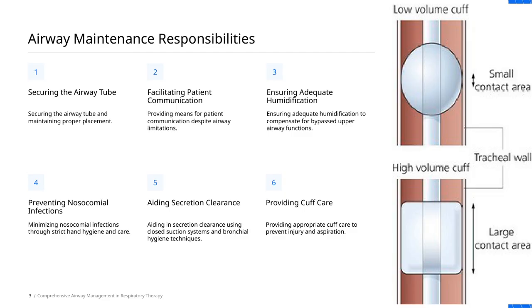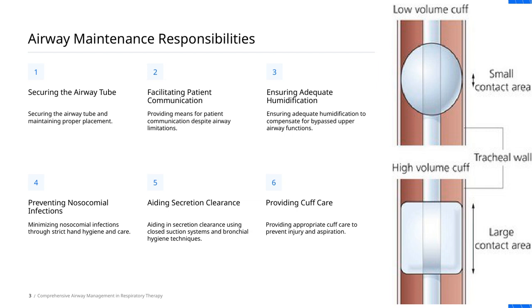Facilitating patient communication is often overlooked but incredibly important. Even with an airway device in place, we should find ways to help patients communicate effectively, which can significantly improve their comfort and cooperation. Finally, securing the airway tube and maintaining proper placement is fundamental. This prevents accidental dislodgement and ensures the airway remains patent and safe for the patient. All these responsibilities work together to ensure safe, effective, and comfortable airway management, which is at the heart of our overall respiratory therapy goals.